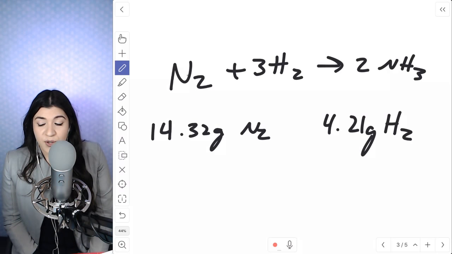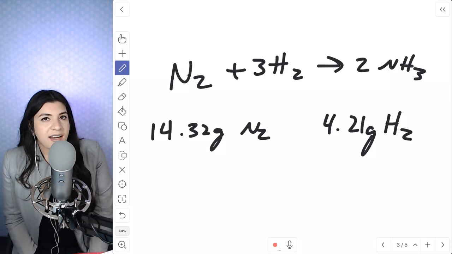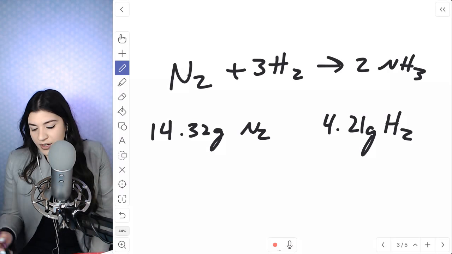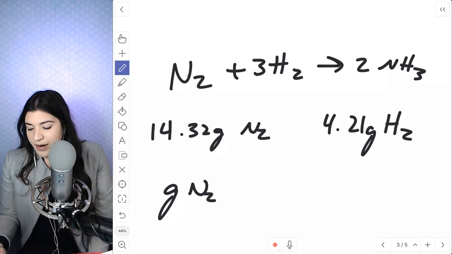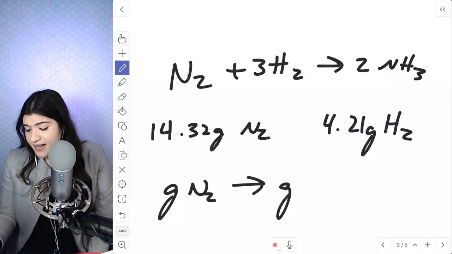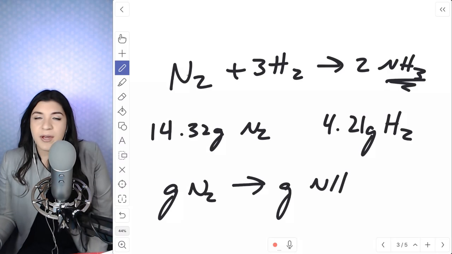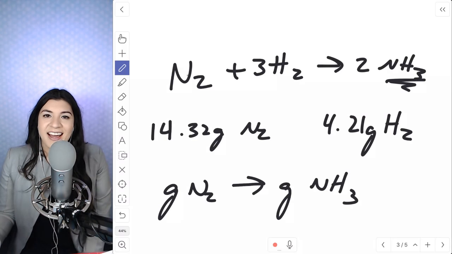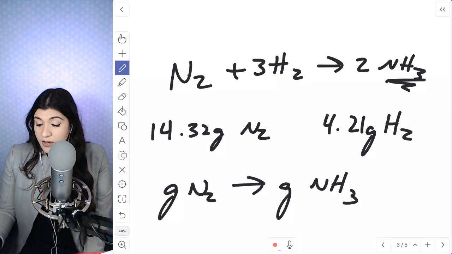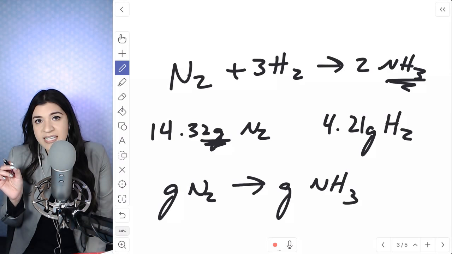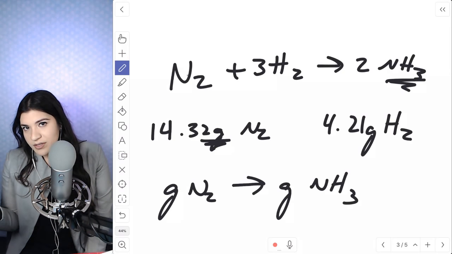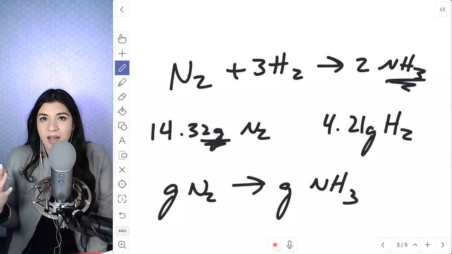Okay. So for limiting reactants, your step will always be this. You're going to go from grams of your reactant to grams of your product, which in this case is NH3. And we have to do this for each reactant. If instead they provided moles, then you'd go from moles of reactant to grams of product. That's what I would do every single time.